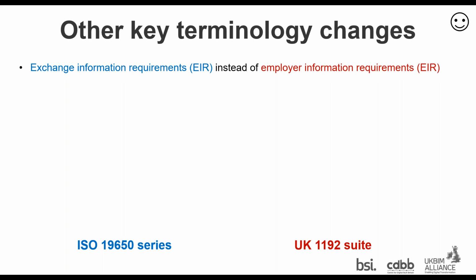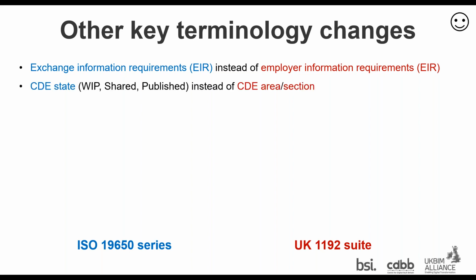So on the left, we have exchange information requirements, which replaces what was previously known as employer information requirements. Quite handily, they acronymize the same to EIR. We have common data environment states rather than areas or sections. So that's determining whether a file or document is in work in progress, shared or published. They're referred to as states. We have information containers instead of files or documents or containers as in the 1192 suite. So any file or document that enters a common data environment is referred to as an information container.